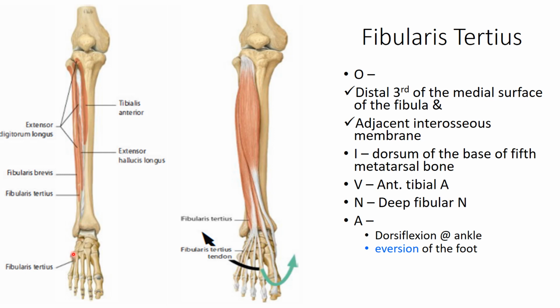Vascularity is by the anterior tibial artery, innervated by the deep fibular nerve, and it causes dorsiflexion at the ankle joint, and being attached to the lateral border, it raises the lateral border, so it causes eversion.